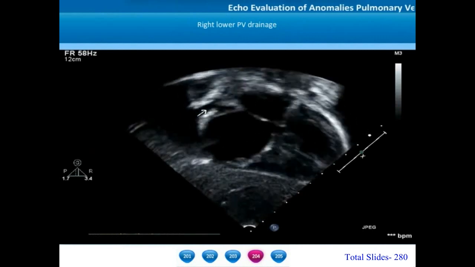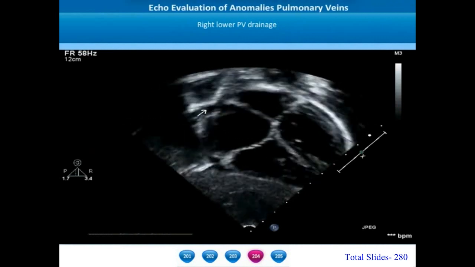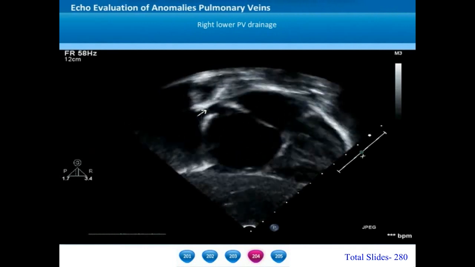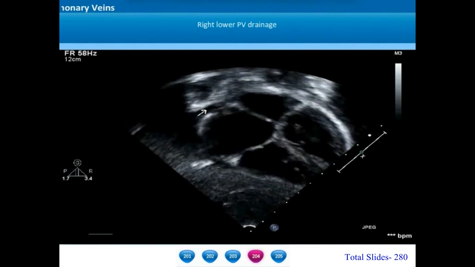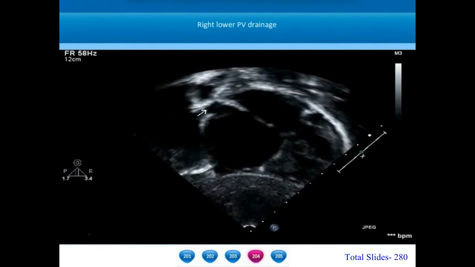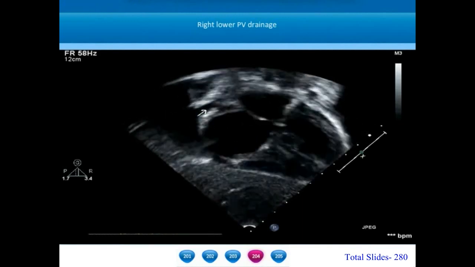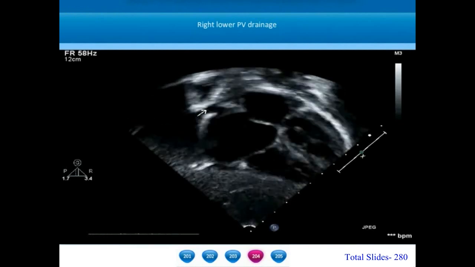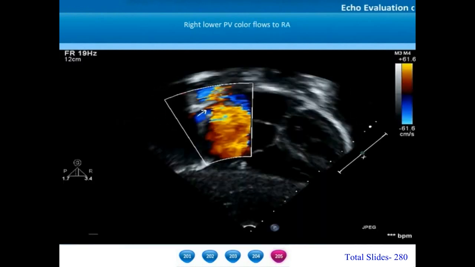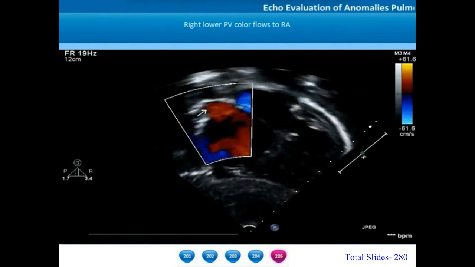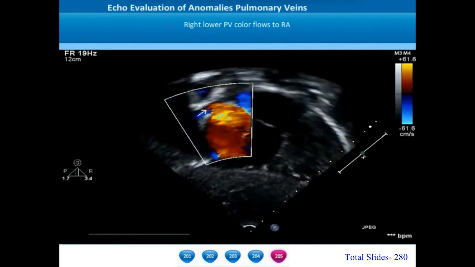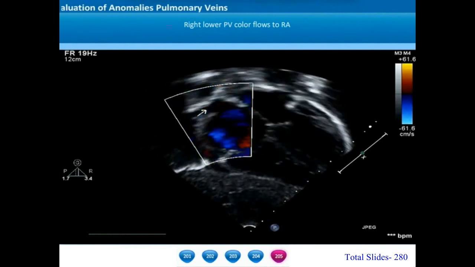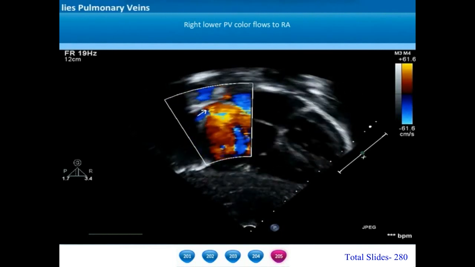In this example, on a subxiphoid coronal view, we find that the atrial septum is minimally malaligned towards the left side. This has resulted in the right pulmonary veins draining onto the posterior wall of the right atrium as shown by the arrow. On a color flow interrogation, we can appreciate the right pulmonary veins draining onto the posterior wall of the right atrium on the other side of the atrial septum.